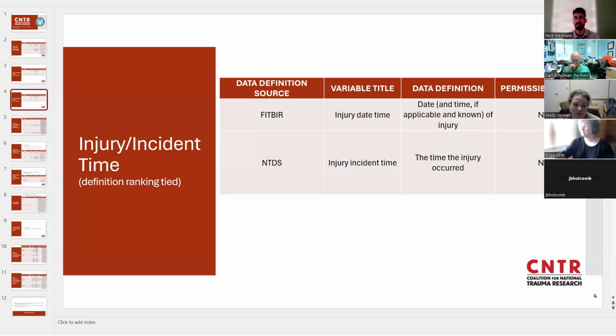I agree having a standard, but you still have to have the EMS run sheets. And so is it injury time? Is it call time? Is it urban injury time? Is it rural injury time, et cetera? It's much beyond just the methodology of declaring 12 or 24 hours around midnight.